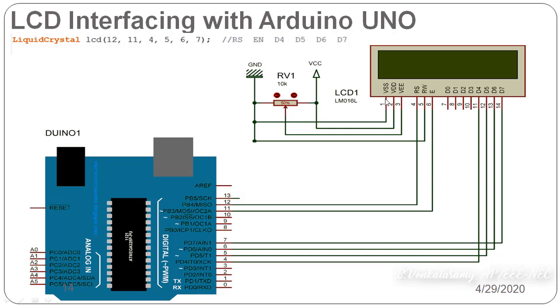Then there are 3 power signals. VSS is connected to ground. Then VDD is connected to plus VCC, that is plus 5 volt. The third one is VEE, connected to the middle of the pot, the variable resistance, so that the input to the VEE is between 0 to 5 volt to get the optimum brightness or contrast in the LCD. So here is the connection part.